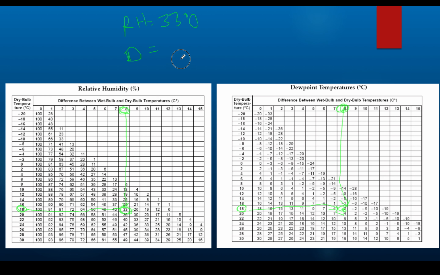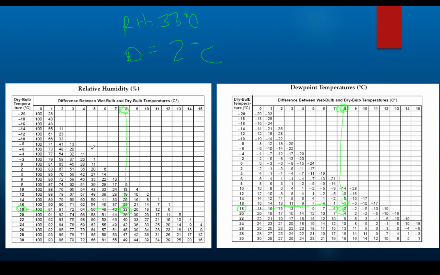So the dew point is 2 degrees Celsius. And again, that means that if the 18-degree air temperature dropped to 2 degrees, we would have a dew point temperature matching the air temperature, and we would have a relative humidity of 100%.